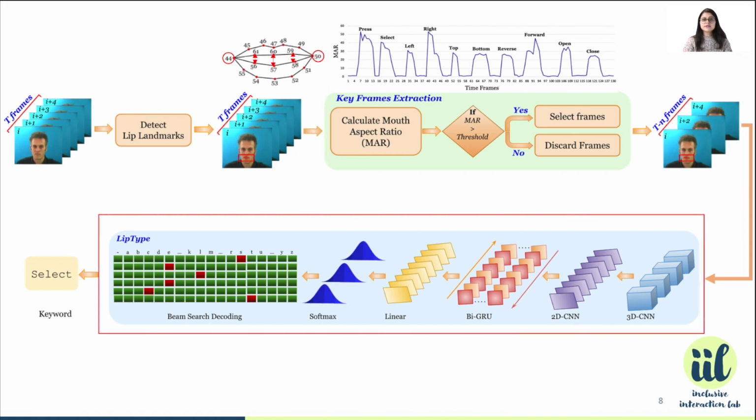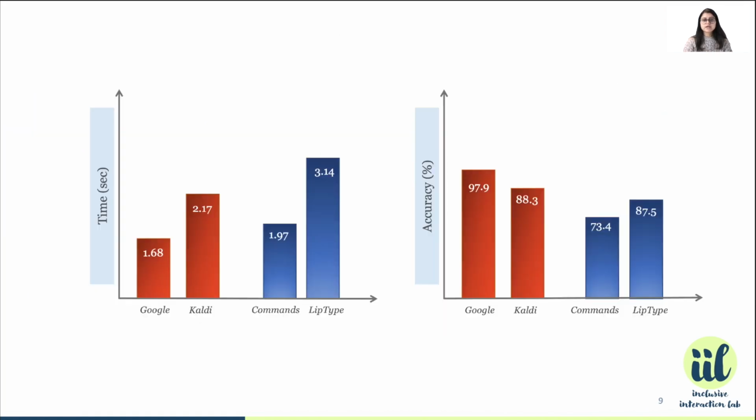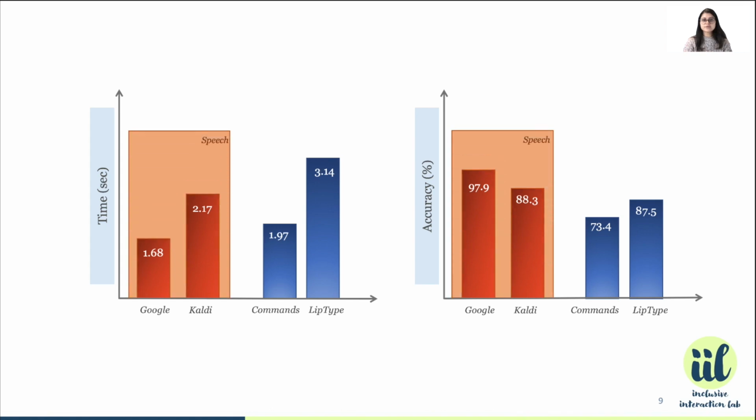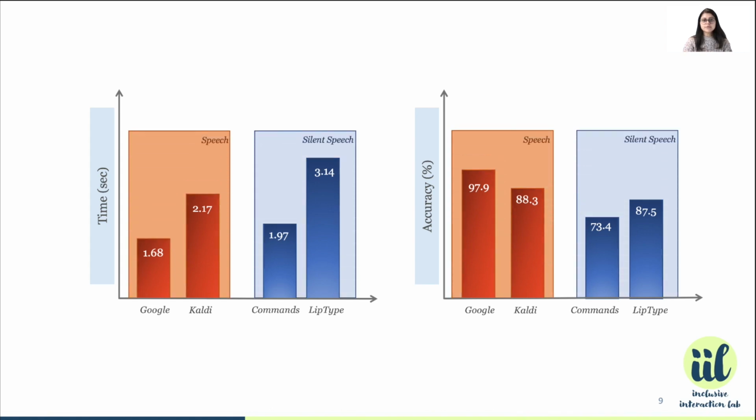Then the extracted keyframes are passed to the recognition module for recognizing keywords. And in this work, we use the state-of-the-art LipType model for recognition. We then conducted a study to compare the performance of the proposed silent speech command model with the state-of-the-art speech and silent speech recognizers to determine if it is reliable enough as a selection method in gaze-based interfaces.